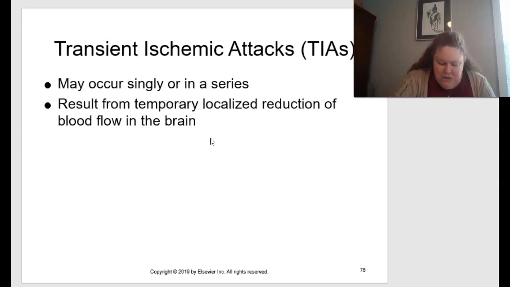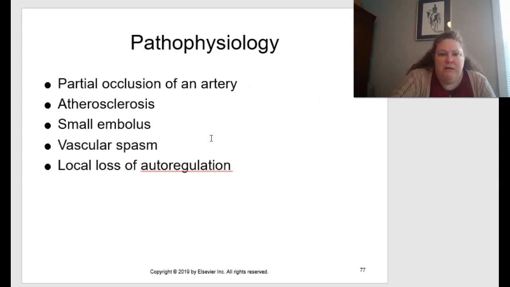You have TIAs, which are transient ischemic attacks. These are on page 346 of your book, and these may occur singly or in a series, and these do result from the temporary localized reduction of blood flow in the brain.